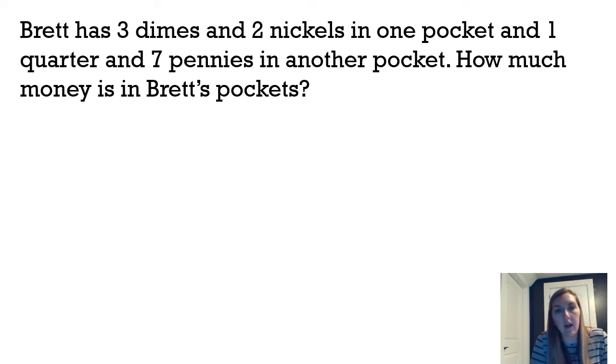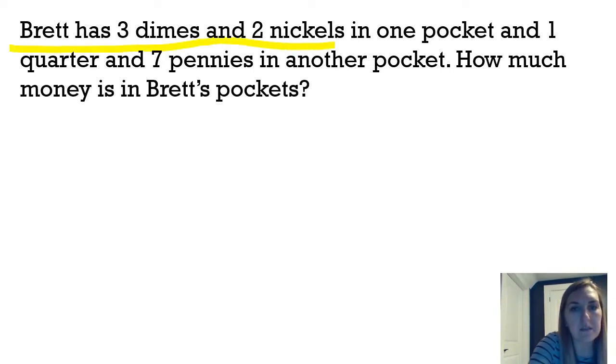Brett has 3 dimes and 2 nickels in one pocket and 1 quarter and 7 pennies in another pocket. How much money is in Brett's pockets? I need to combine to figure out how much money Brett has in all. So I'm going to draw a picture of the first part. Our first part says Brett has 3 dimes and 2 nickels in one pocket.